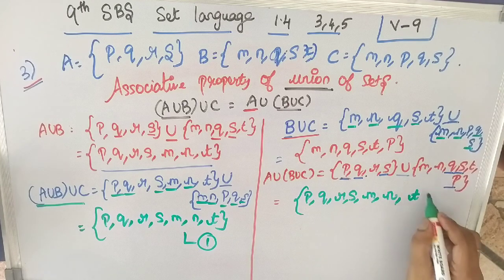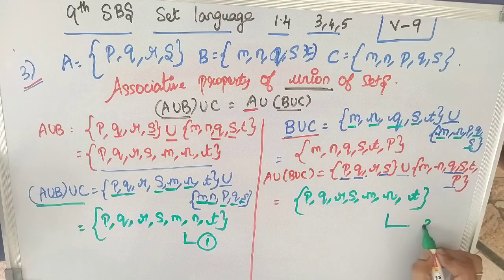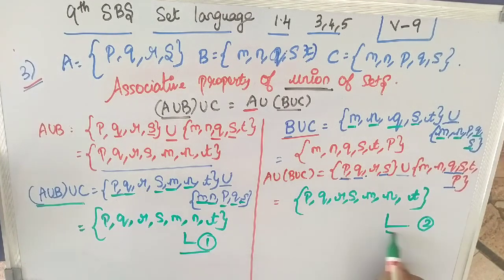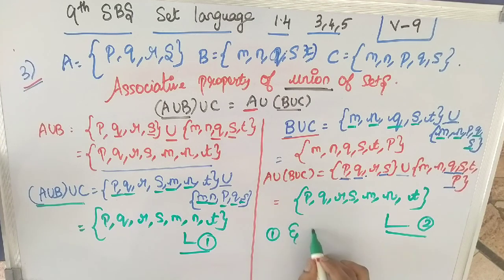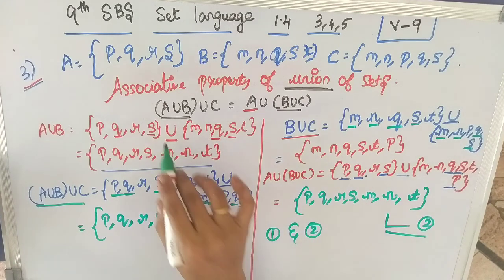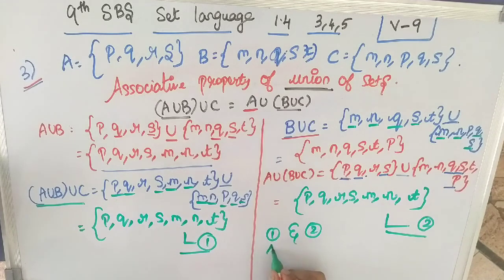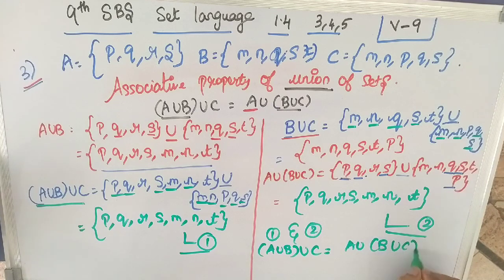This is A union B union C. We have found the right hand side and marked it as 2. Now we compare 1 and 2. See, both the sets are equal, exactly equal. So, A union B union C is equal to A union B union C. So the associative property of union of sets is hence proved.